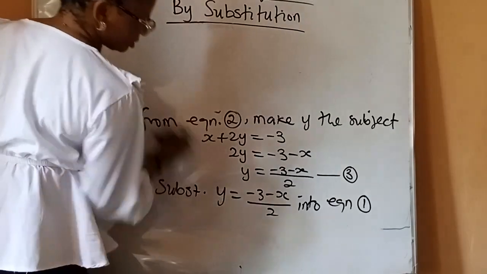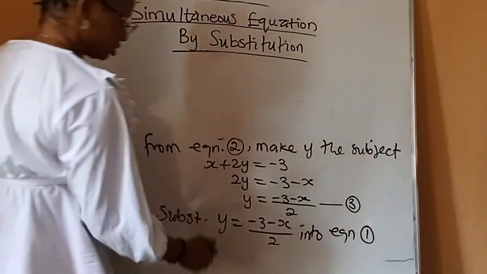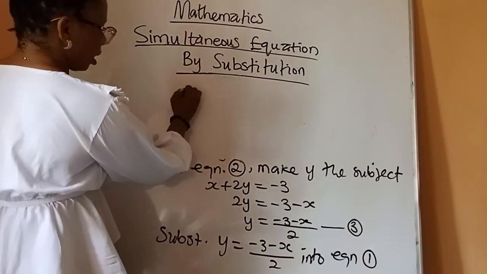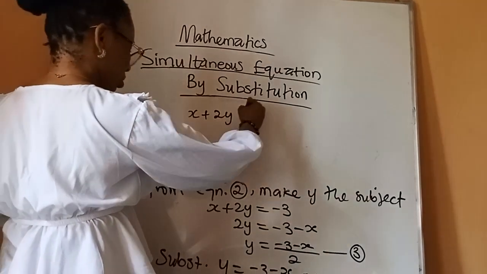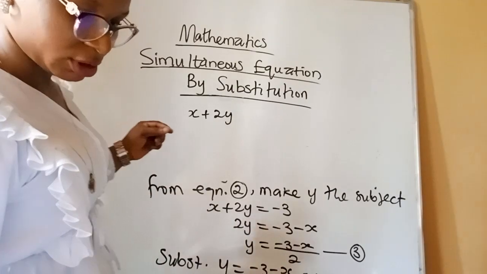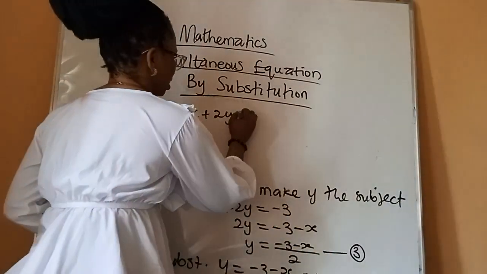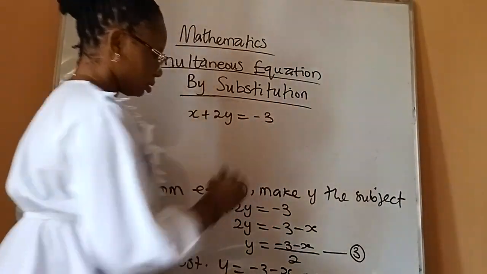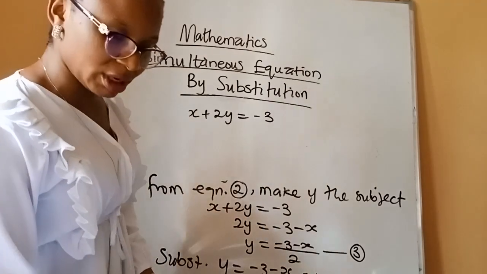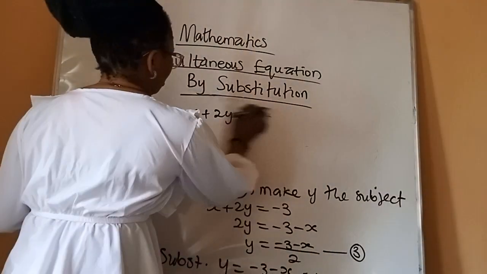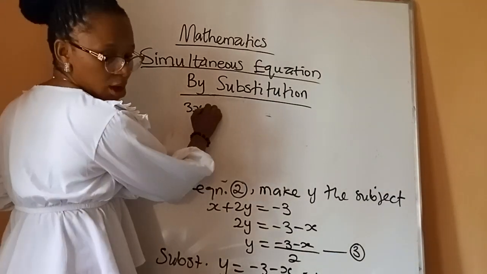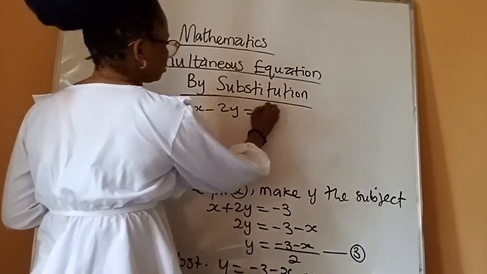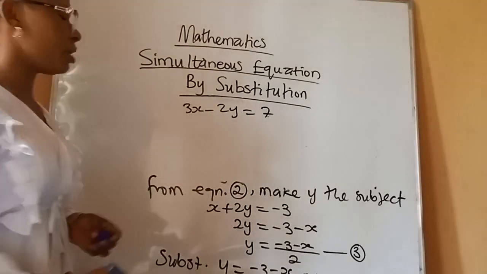I rewrite the equation 1. My equation 1 is x plus 2y. We start our equation 1. X plus 2y, yes, equals to minus 3. Nope, that's actually our equation 2. Our equation 1 was 3x minus 2y equals to 7. Okay, that was our equation 1.